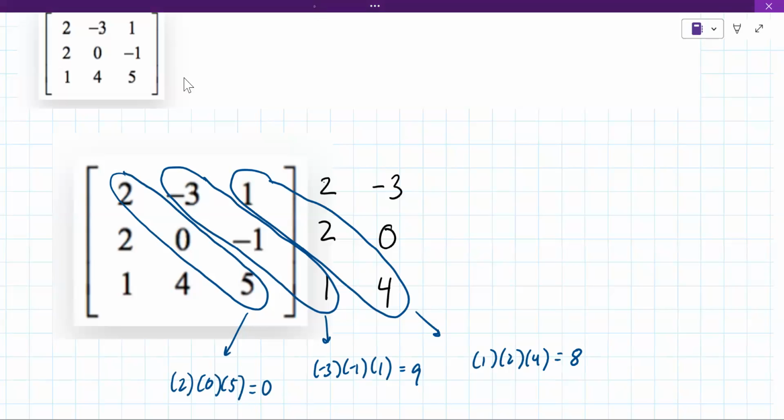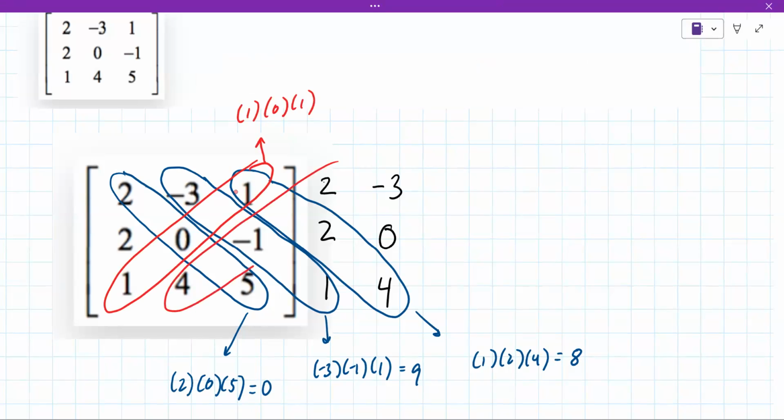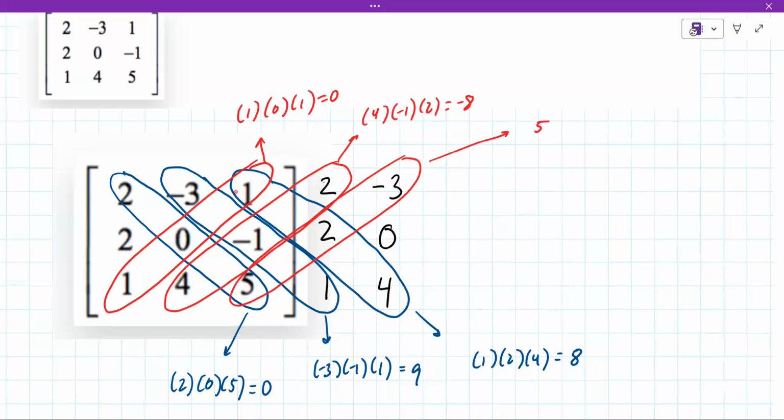All right. Next thing is to go in the other direction. You create a diagonal going this way. And same thing, you multiply 1 times 0 times 1, which is 0. Then you do another diagonal. 4 times -1 times 2 is -8. Then you do your last one. 5 times 2 times -3 is -30.